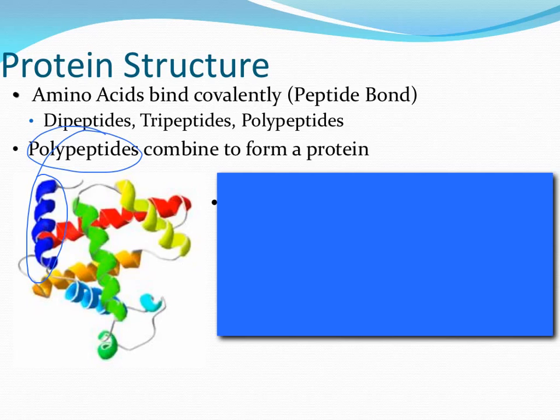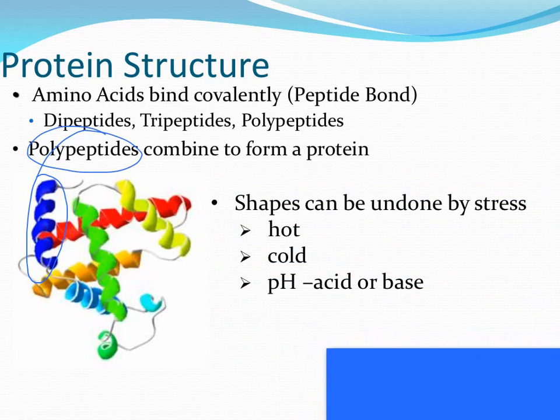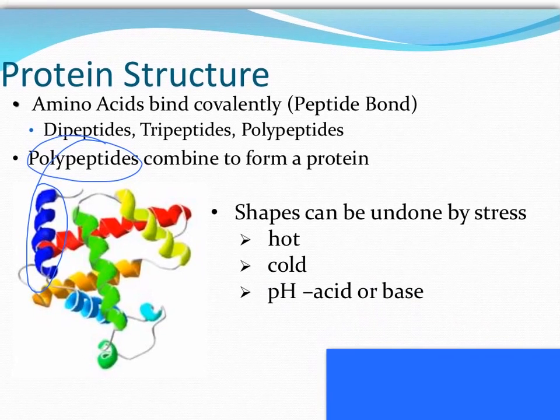The thing about this globular structure is you can undo that structure by stress. If you heat a protein, that might undo the structure, or if you freeze it. Some proteins don't react well to acid, so if you lower the pH and put it in an acidic environment, it might undo and break some of these bonds, and that might screw things up. So there are ways you can undo this 3D structure.